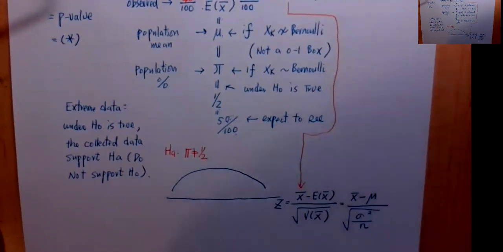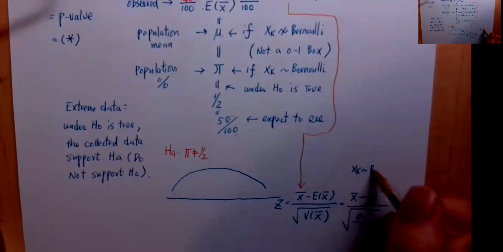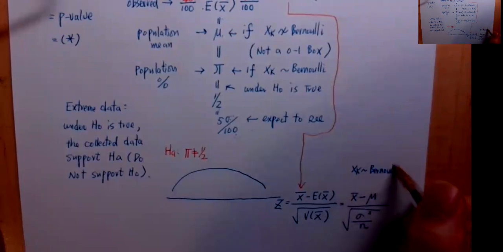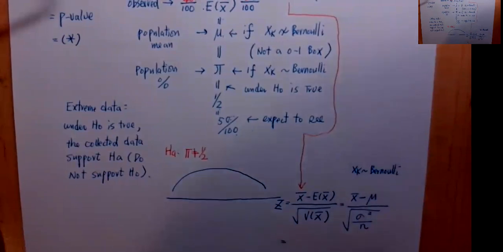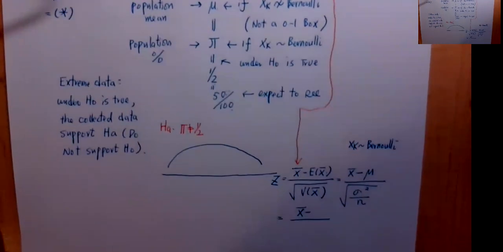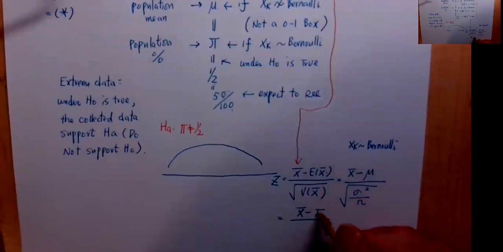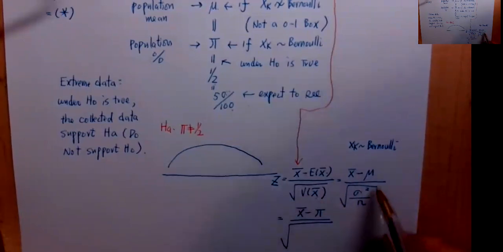And this is the case because X_k follow Bernoulli. If X_k don't follow Bernoulli, we can rewrite the expression as X bar minus E X bar. Remember, the mean of a Bernoulli random variable is a probability, the probability of getting success. And the square root of the variance of X bar, what is the variance? Okay, recall.